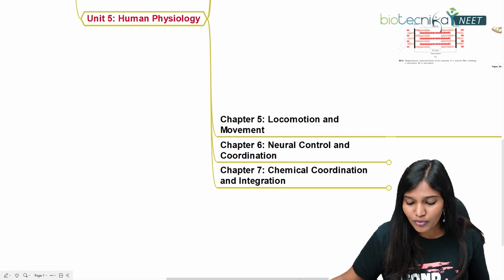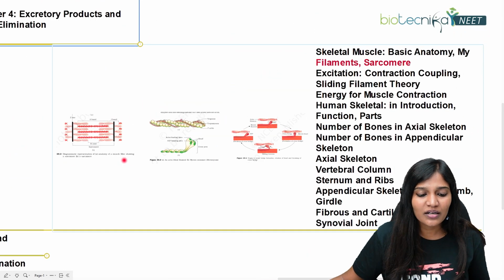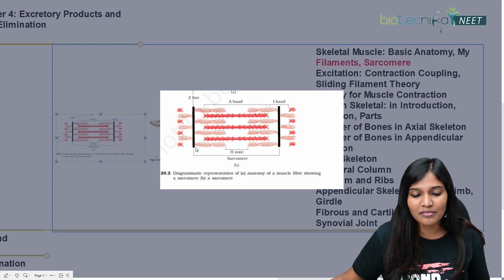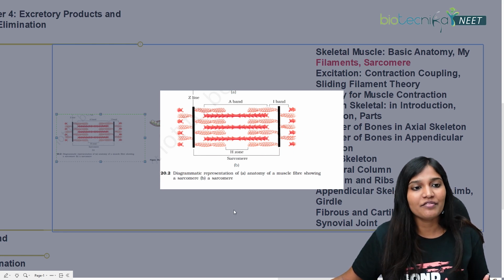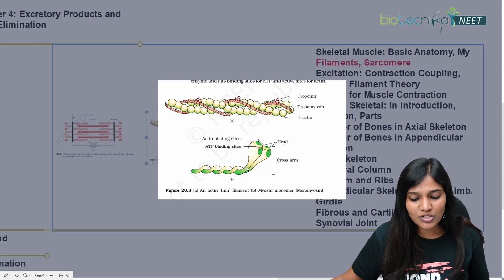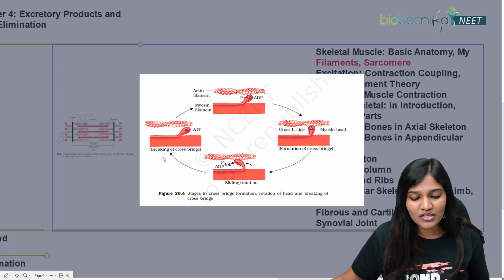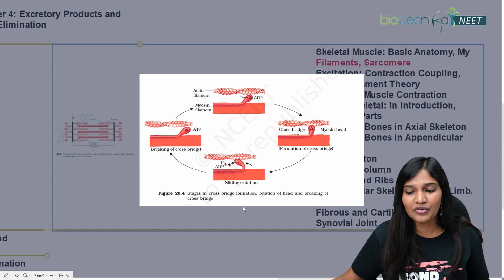Next is locomotion and movement. So here some of the images are very important. This image shows the Z-line, A-band, I-band, H zone, sarcomere. These are very important. And then what is myosin and actin. So these are actins. They will ask you troponin, tropomyosin, everything, and ATP binding site, everything together. Then this is going to be the sliding filament theory. So this theory is very important.